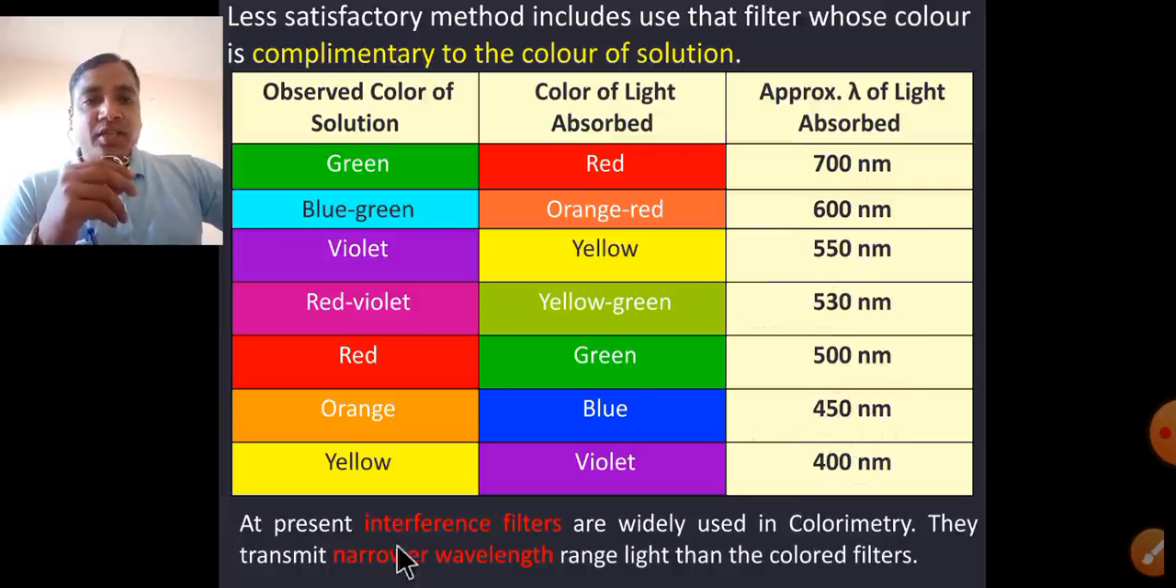At present, interference filters are widely used in colorimeters. They transmit a narrower wavelength range of light than the colored filters.